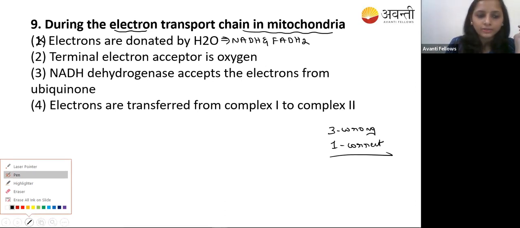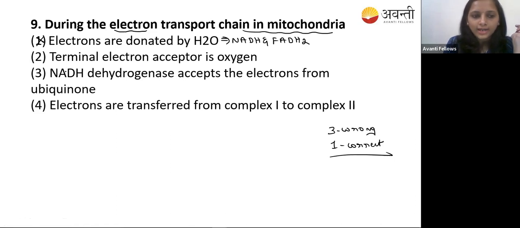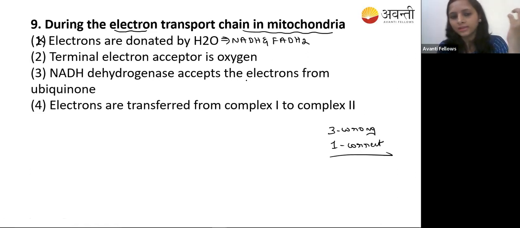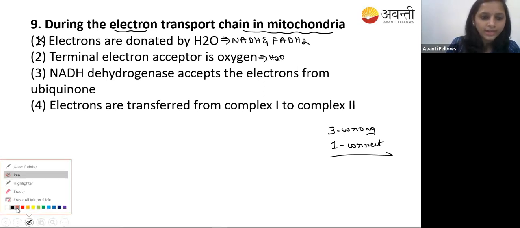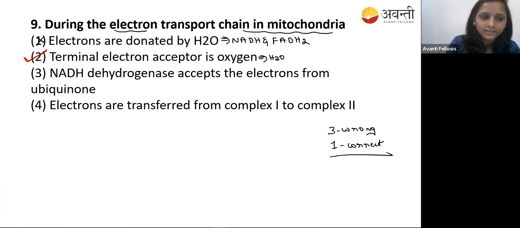Then coming to option 2, they are telling that the terminal electron acceptor is oxygen. Yes, the terminal electron acceptor is oxygen. Later it will convert oxygen into water, right? So that is also a correct answer. Option 2 is the correct answer, right?